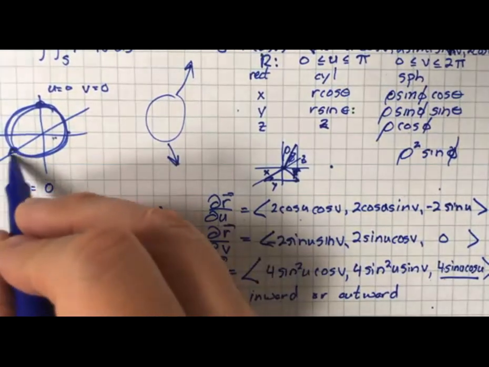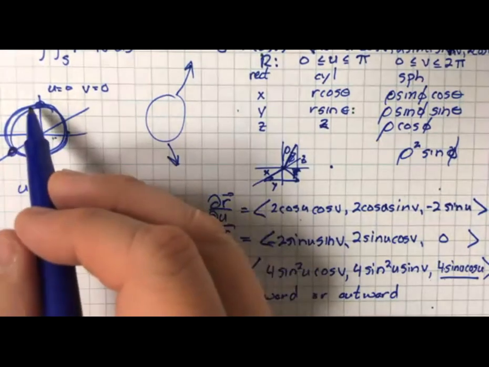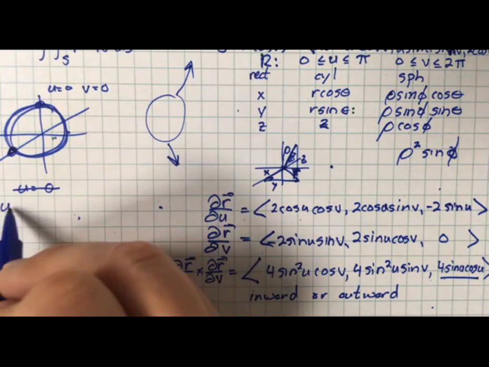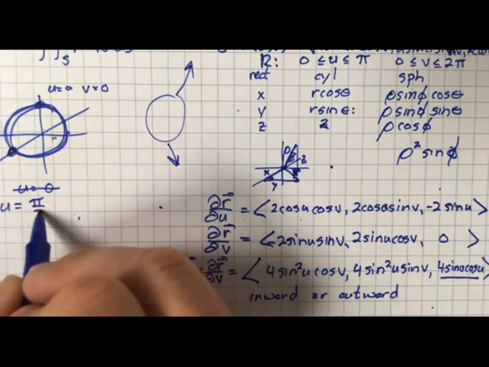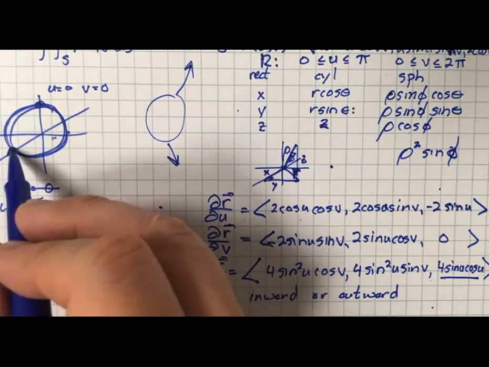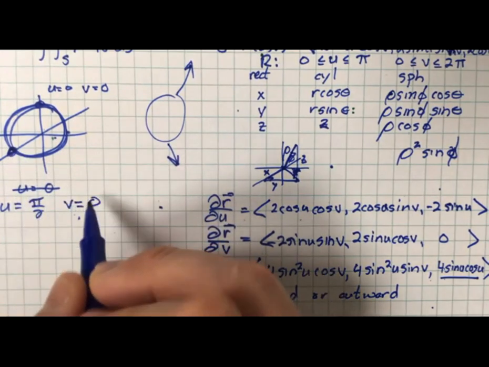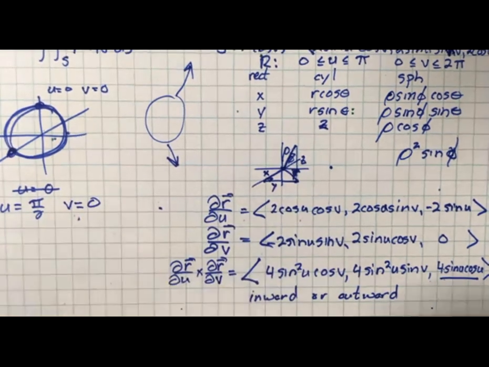How about over here on the x-axis? Then I come down and say u is pi over 2, because I've come halfway down. And let's say v is what? Zero. Does that give me an indication of my normal?